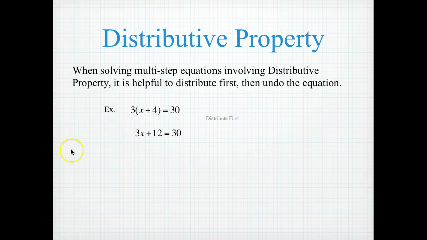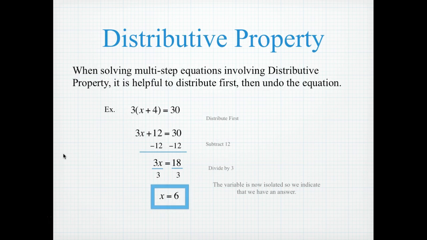So our first step in solving is to subtract 12 from both sides. That leaves us with 3x equals 18. We can now isolate the variable, divide both sides by 3, giving us an answer of x equal to 6.